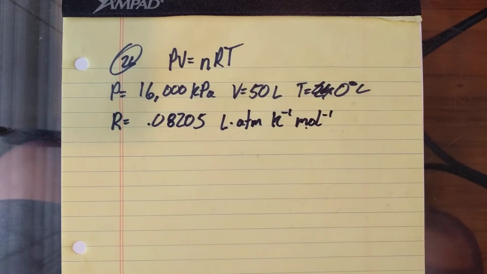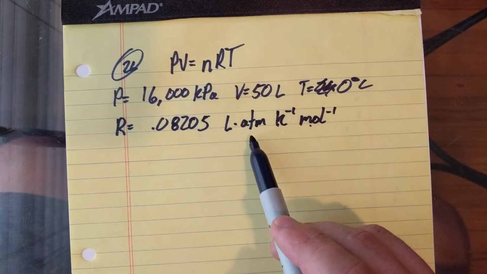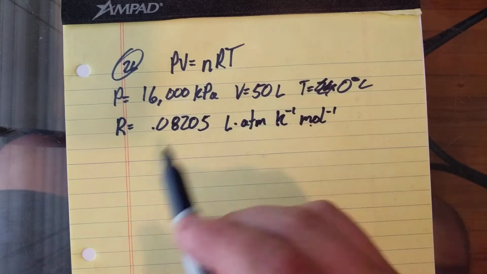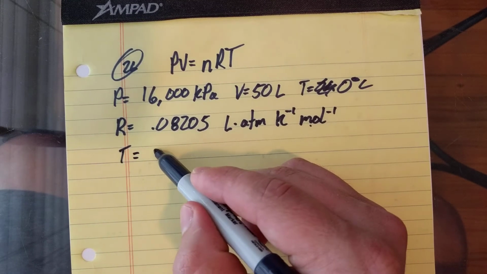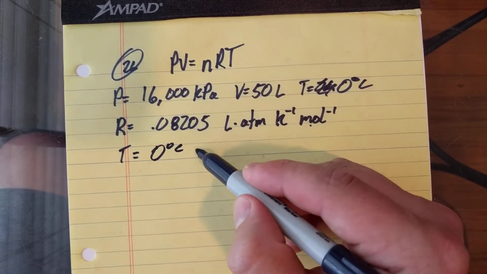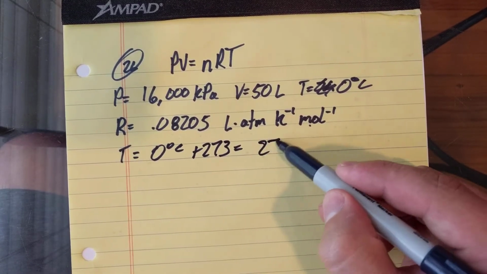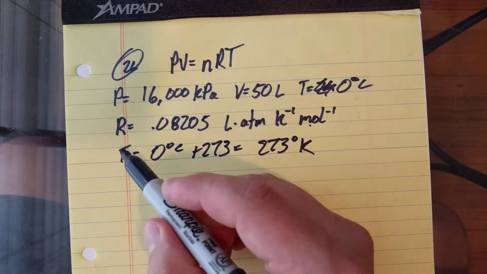Okay, so in kilopascals, we need it in atmospheres. In degrees C, we need it in Kelvin. So start with temperature first. Temperature is equal to 0 degrees C plus 273, which gives us 273 degrees Kelvin.